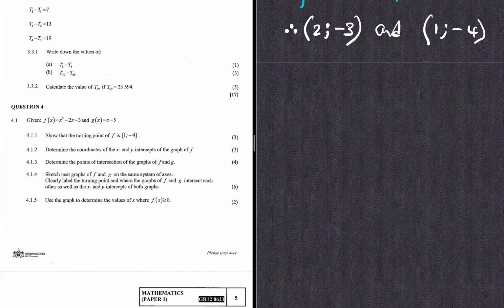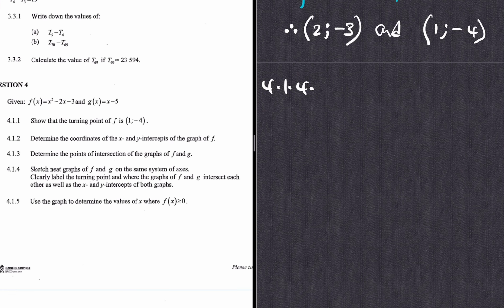Allow me to go to the next question. I'm going to show you where the marks are when I'm done with these questions. Let's check 4.1.4. They want you to sketch.